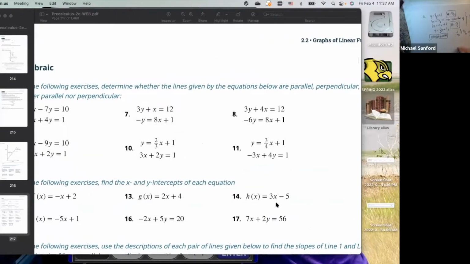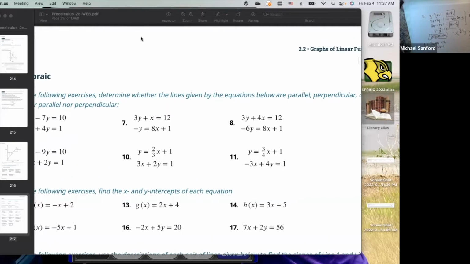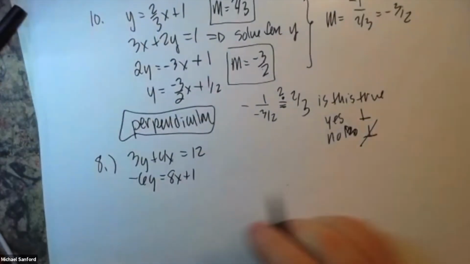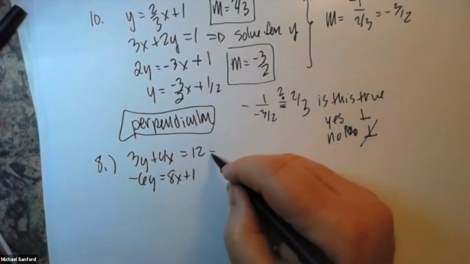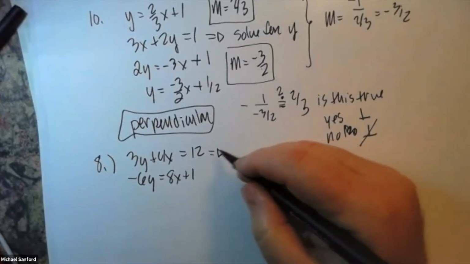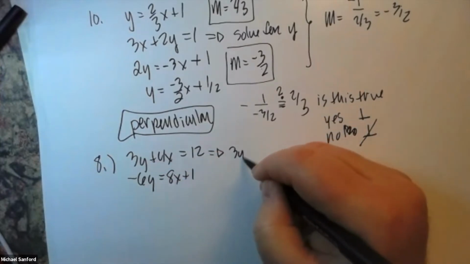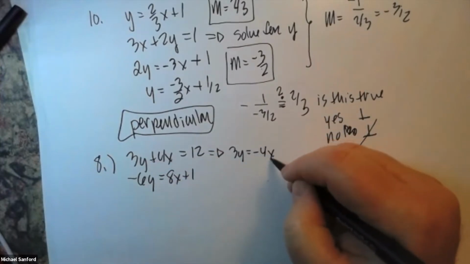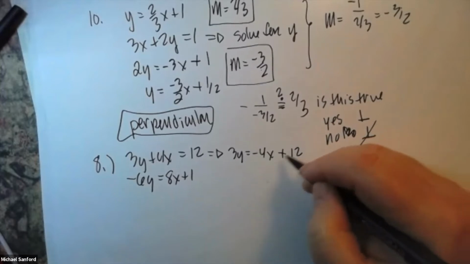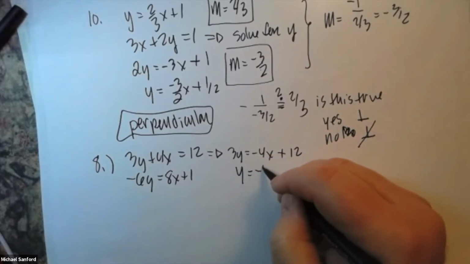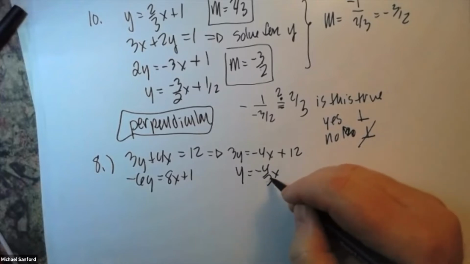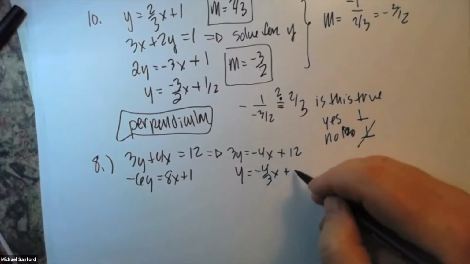Going backwards here. 3y plus 4x equals 12, and minus 6y is equal to 8x plus 1. All right, so I'm going to solve both of them for y. For this one I'm going to subtract the 4x over, and get 3y is equal to negative 4x plus 12. Divide everything by 3: negative 4/3 x plus 12 divided by 3 is 4.